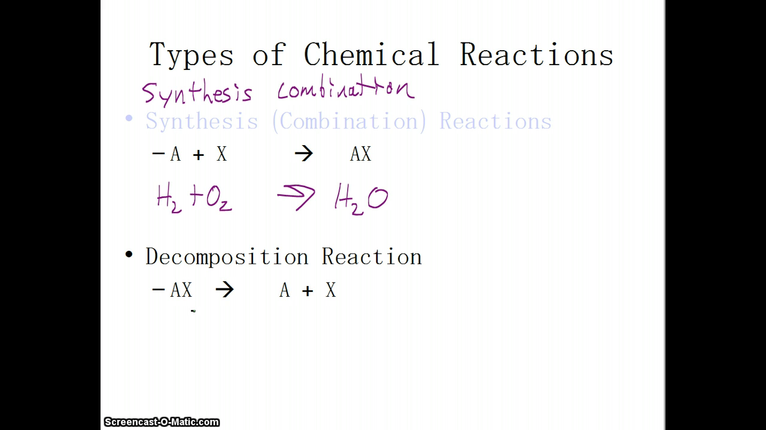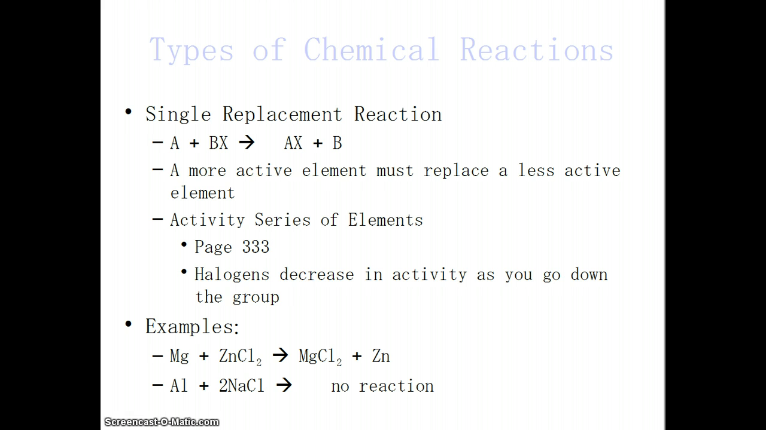That's pretty easy. We've also got decomposition reactions. Decomposition is when something breaks apart. So AX makes A plus X. To give you an example here, we could just go backwards: H2O can decompose into H2 plus O2. A couple more types that we're going to go over real quick here. We've got single replacement reactions. Right now I'm going to teach you how to identify them. We've got A plus BX makes AX plus B.